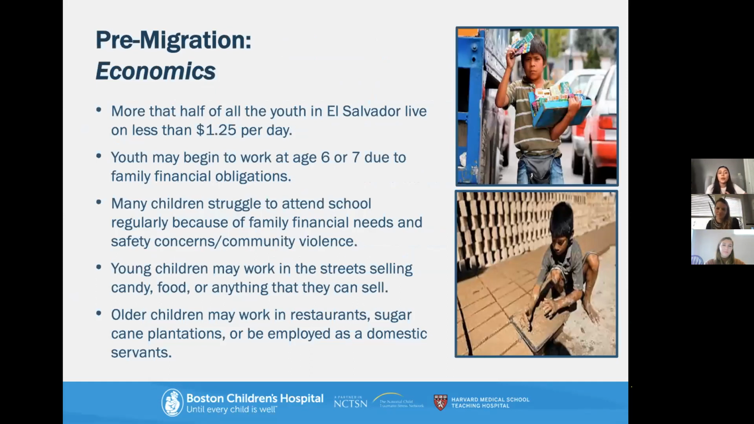Okay, if we talk about economics, I'm going to talk right now about El Salvador because that's where I am from. So more than half of the youth in El Salvador live on less than $1.25 per day. And you have to keep in mind that in my country, El Salvador, we use the US dollar. So whatever you get here for $1.25, that's what you're going to get in my country as well. And if you think about it, can you live with $1.25 per day? Can you think of providing for your family with $1.25? Do you think you can send your kids to school or provide a really good meal for dinner with $1.25?